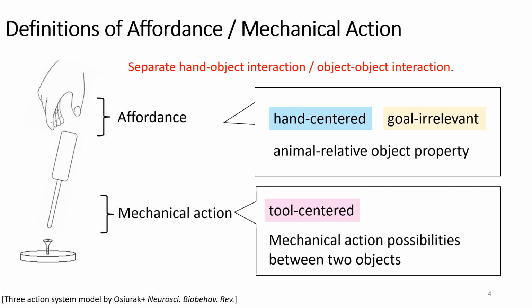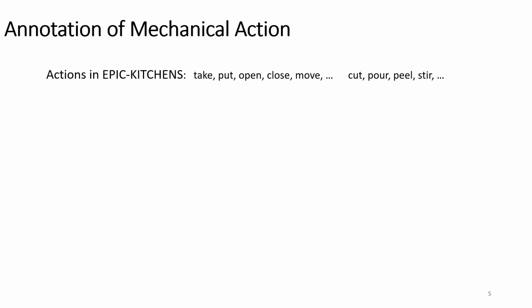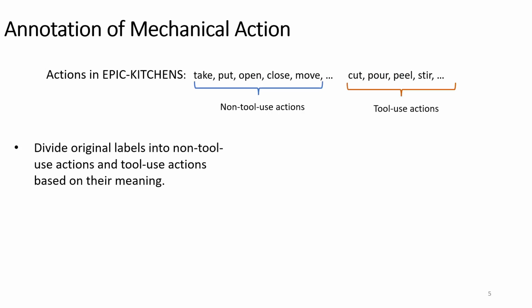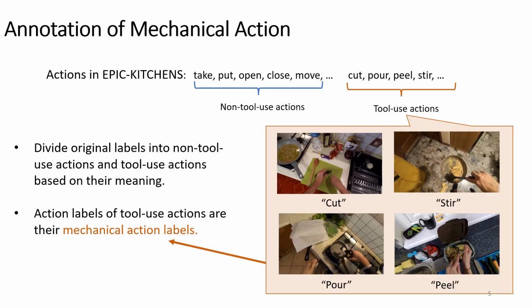Following them, we propose an affordance annotation scheme for hand-object interaction videos. Given an action video dataset, we first divide action labels from the original dataset into non-two-use actions and two-use actions based on their meaning. Because two-use actions contain object-object interactions, we need to annotate the mechanical actions for them. As we can see in these examples, the action labels of two-use actions always denote the interaction between two objects, so we use the action labels as the mechanical action label.